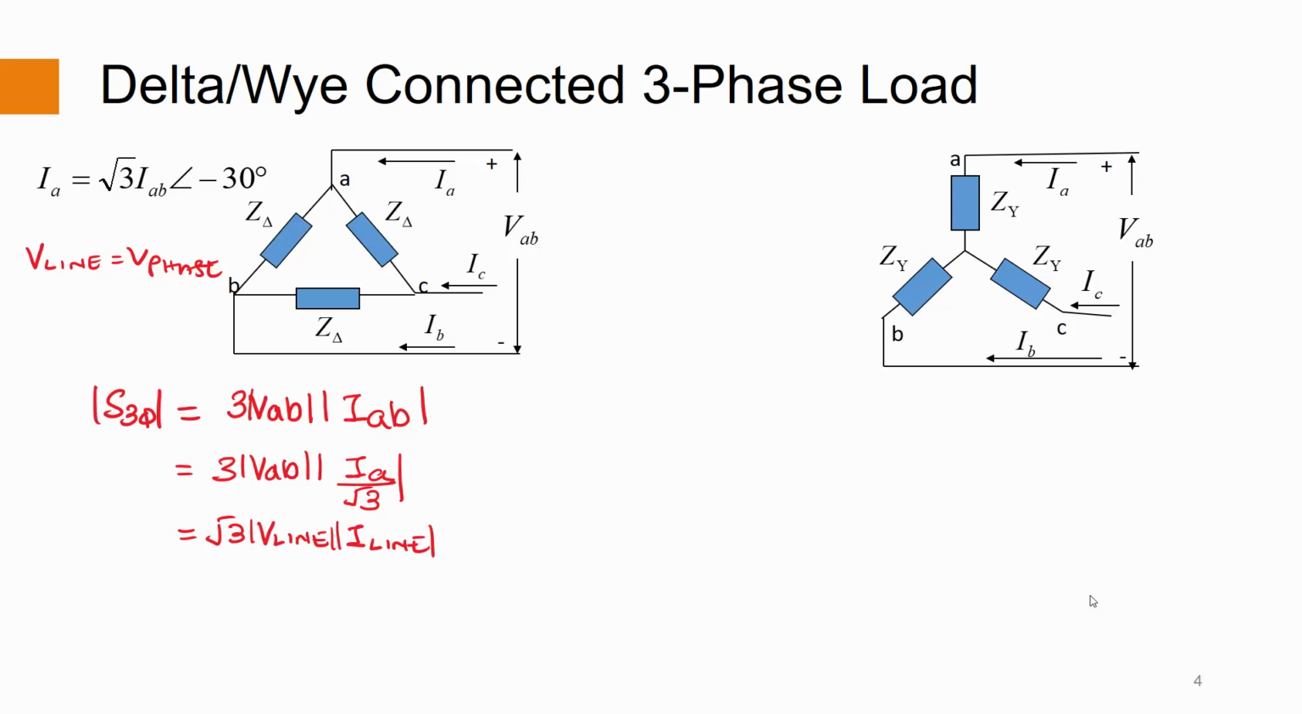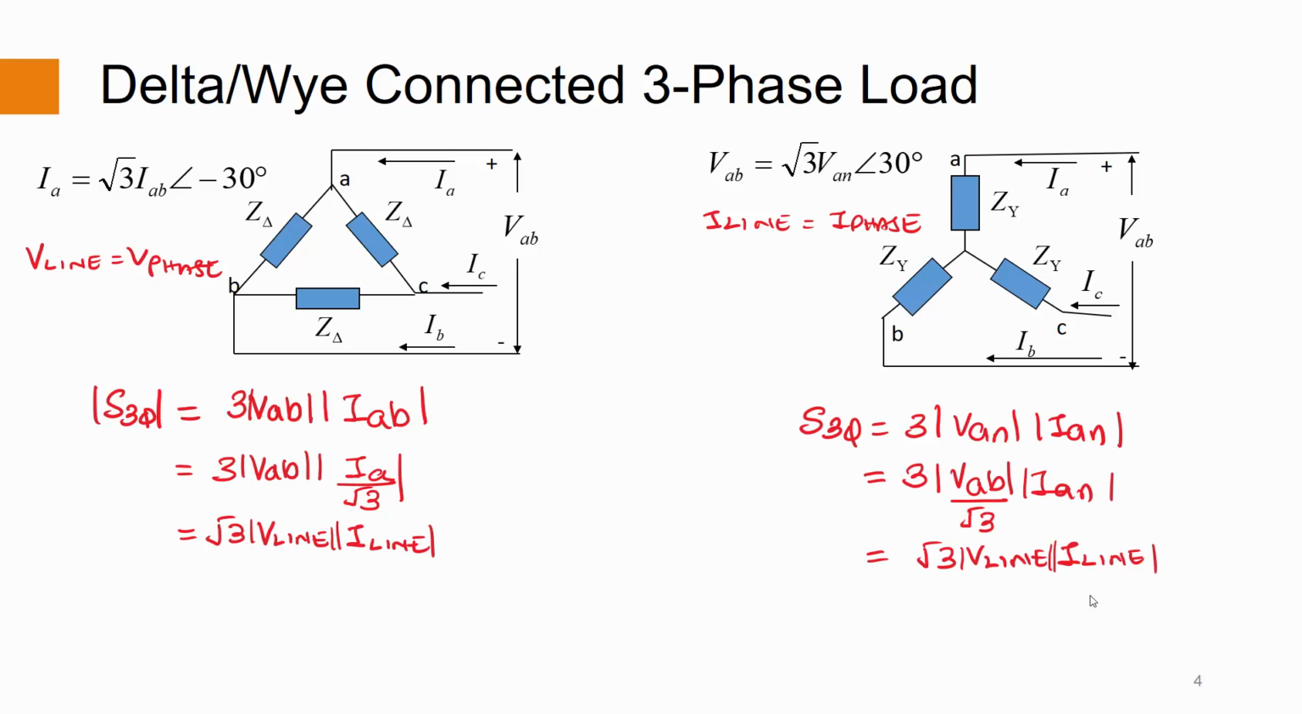Similarly, for the Y connected load, we can write that the apparent power is equal to 3 times VAB into IB. For a Y connected load, the line current is the same as the phase current, while the line voltage is √3 times the phase voltage. Substituting this, we get the three-phase apparent power here also as √3 times VL into IL. Here VL and IL are the V line and the I line.